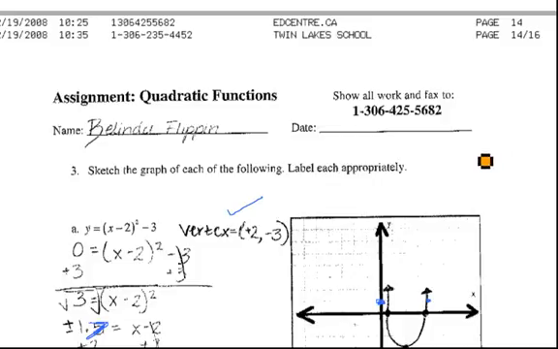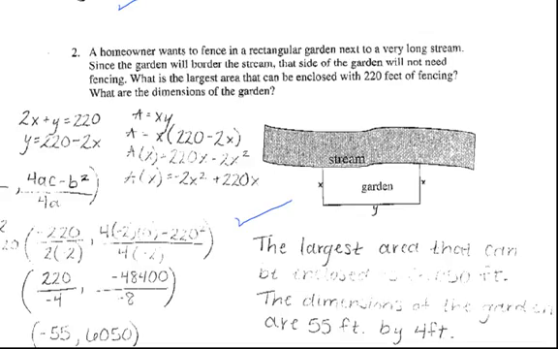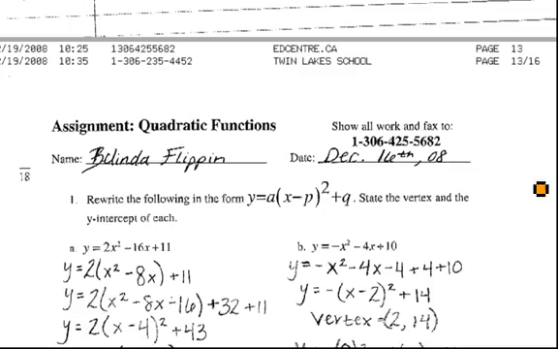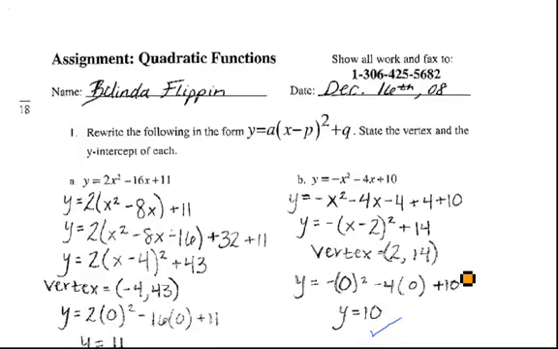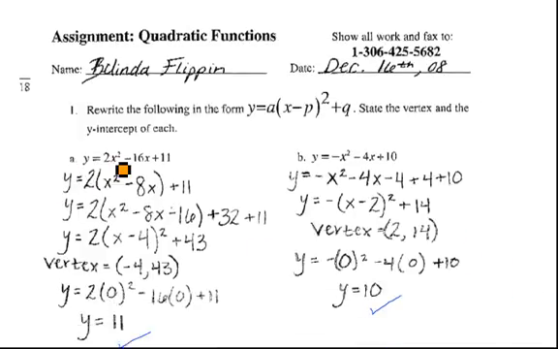This is your quadratic functions assignment, Belinda. I'm just going to go up to the very first page and see how we did. The very first question, you did something good. You pulled out the 2 from the x squared and the x term. When you did that, everything here is good.